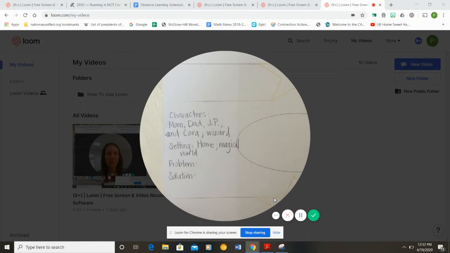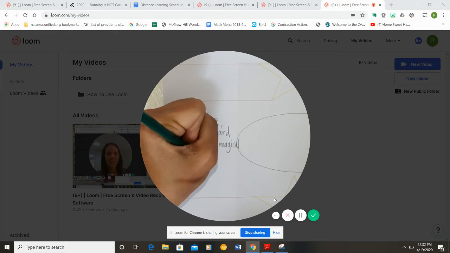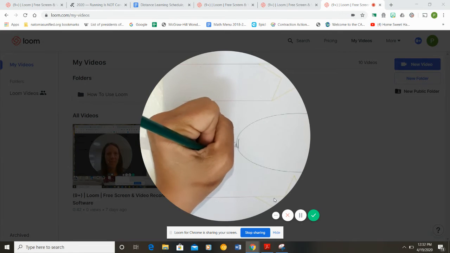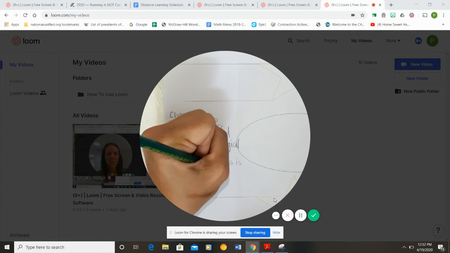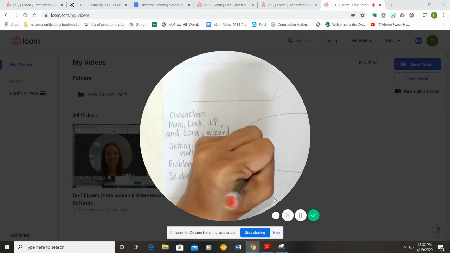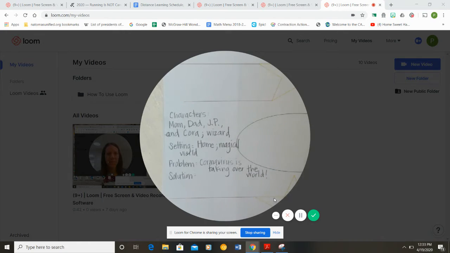The problem is going to be that there is a disease. Sound familiar? And the problem is that coronavirus is taking over the world. It's okay to draw on real life experiences for your story. So if you have a problem that you've encountered before, like coronavirus, you can draw on that to get inspiration.